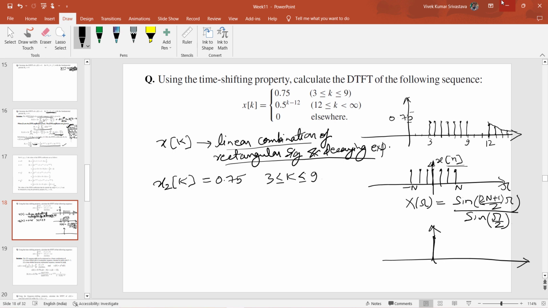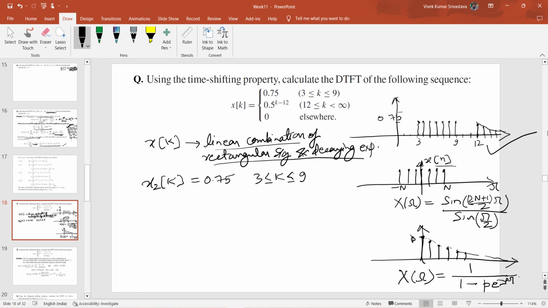Similarly, for this kind of exponentially decaying signal, where this is the peak value of p, we have already seen that X of omega is defined as 1 over 1 minus p e raised to the power minus j omega. Now we will use the shifting property of the discrete time Fourier transform so as to get this kind of signal that is given to us.